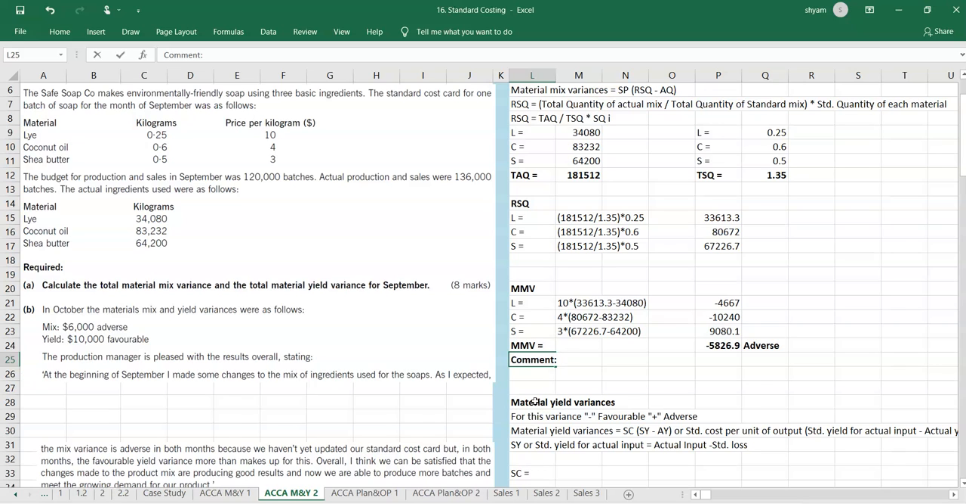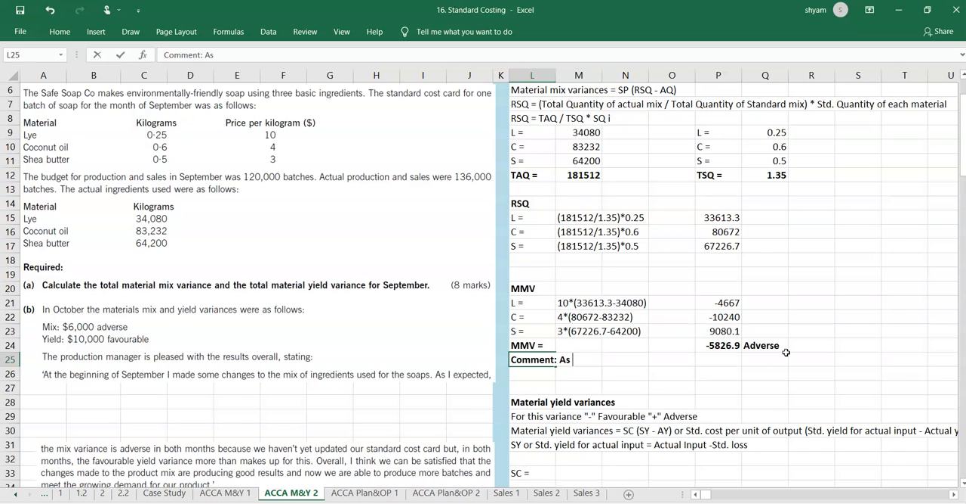Up to here, we'll just put a comment. So the comment is it's negative, but why is it negative? The number would be negative when we are using more than the standard proportion. We are using more of L, more of C, and substantially less of S. When you use more of the costly items, 10 and 4 are more costly than the 3, your variance will be adverse.